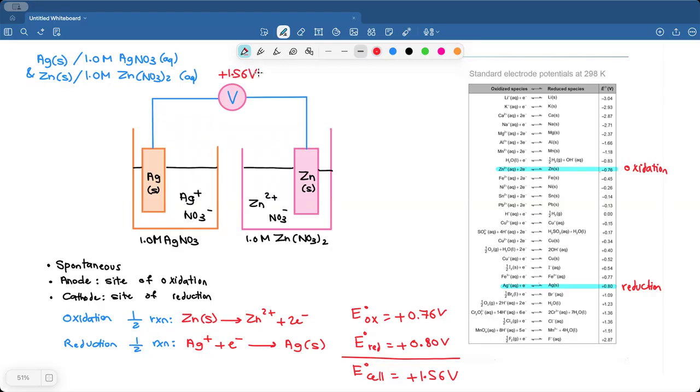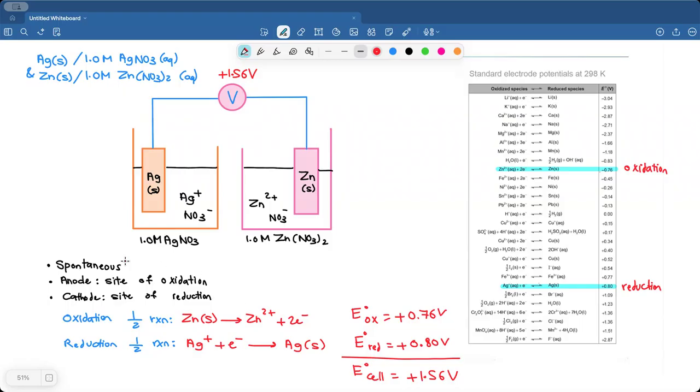However, keep in mind that this is the initial voltage of the cell. So meaning when the battery starts operating, that's how much voltage it has stored in it. But over time, your battery is going to die. So over time, you will notice that 1.56 keeps going down in number and eventually it will reach 0. And that's when the equilibrium is reached and that's when the cell basically dies.